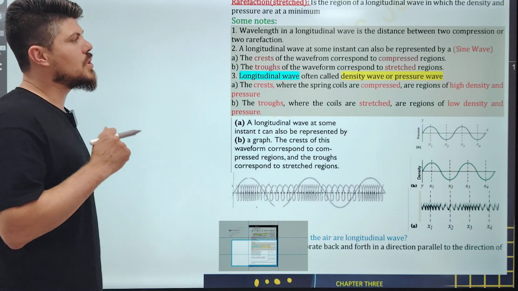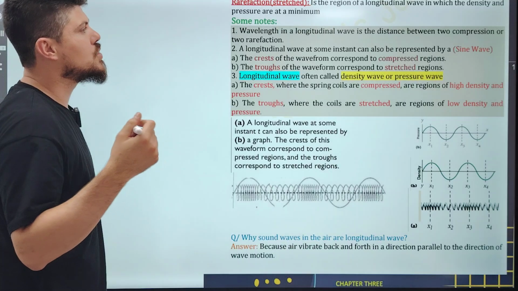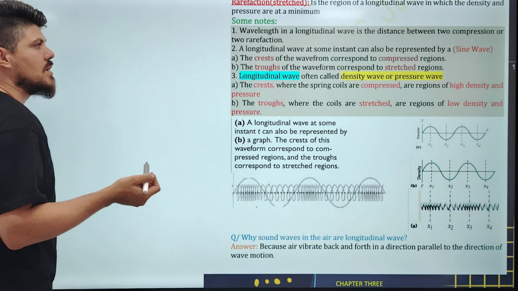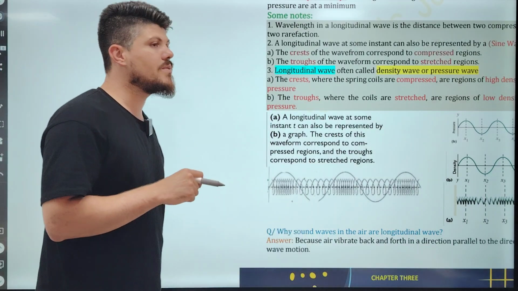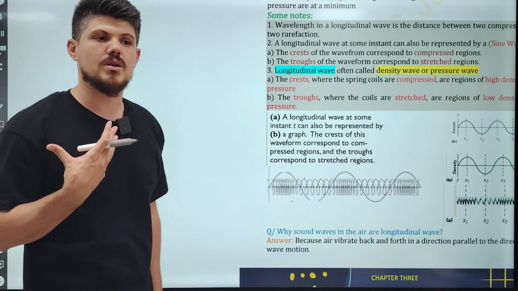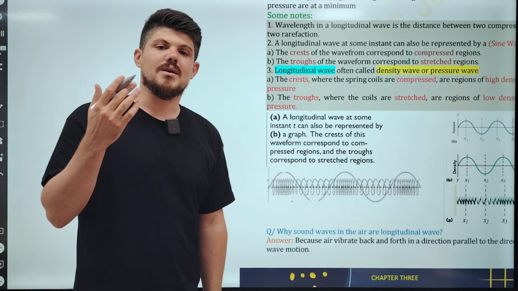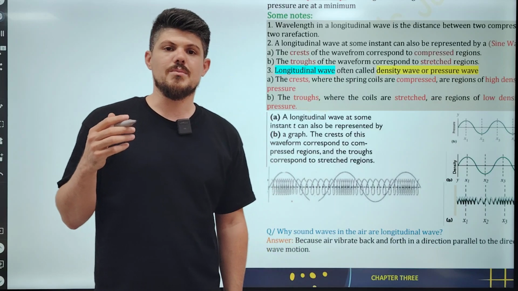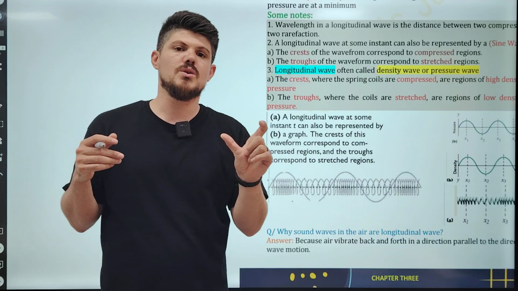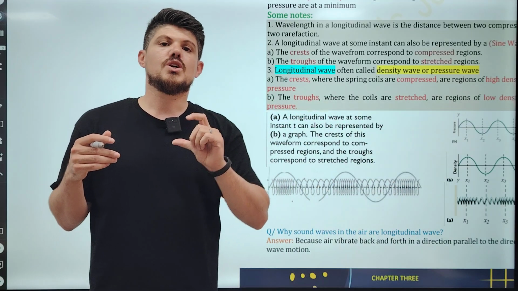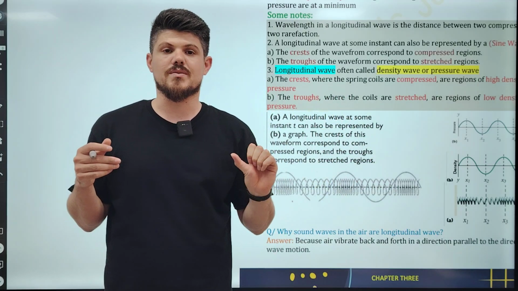We have some notes about the longitudinal wave. Wavelength in a longitudinal wave is the distance between two compressions or two rarefactions. What is the wavelength in a longitudinal wave? The wavelength in a longitudinal wave is the distance between two consecutive compressions or two consecutive rarefactions. Such as in a transverse wave, if you remember, we said the wavelength in a transverse wave is the distance between two consecutive crests or two consecutive troughs. This is the distance, this is the wavelength.